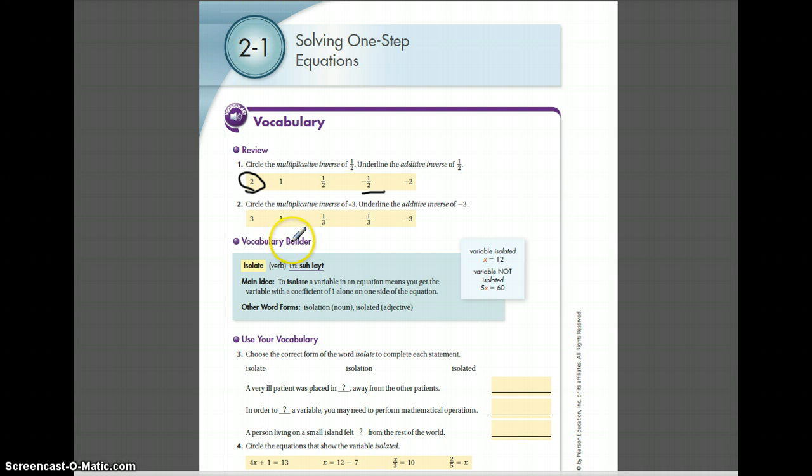The multiplicative inverse of negative 3 is negative 1/3. The additive inverse of negative 3 is positive 3.